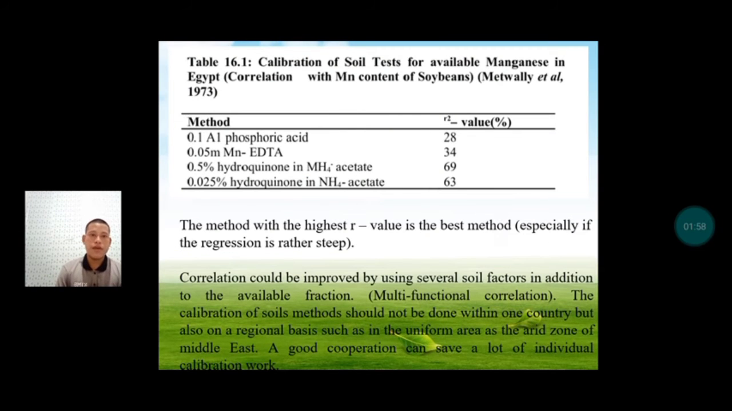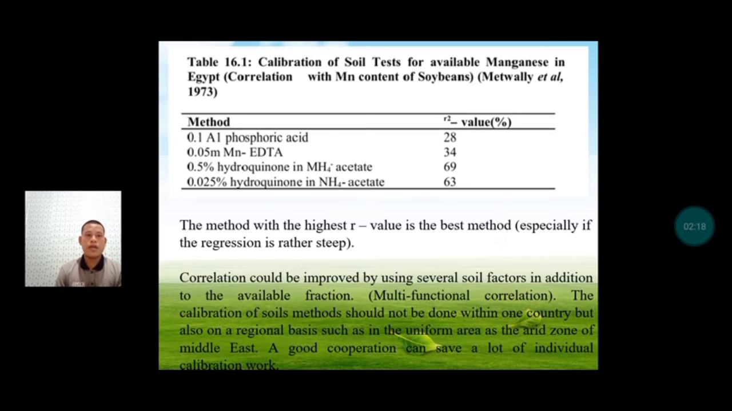Table 16.1. Calibration of soil tests for available manganese in Egypt. Correlation with Mn, or manganese, content of soybeans. Metwali et al., 1973. So we have methods, and R2 equals the value in percent.